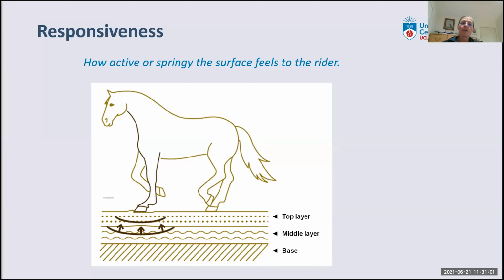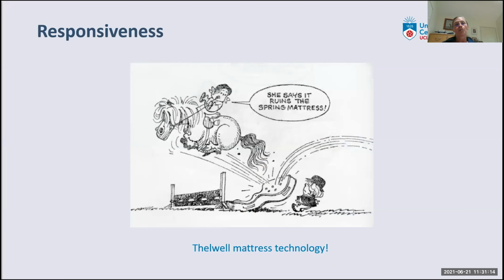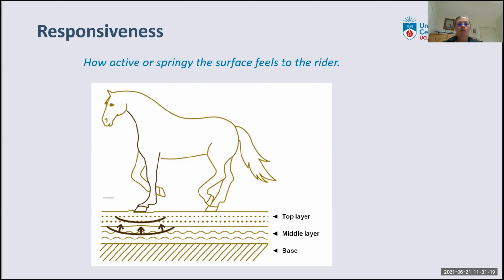So if we think about that, it could go from very active to quite dead, and it could go from quite fast to quite slow, and that gives us really the two components that relate to it. So the amount of recovery of that surface, so elastic recovery is one component, and then the timing of it is really the other component.